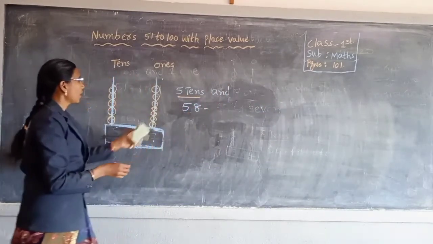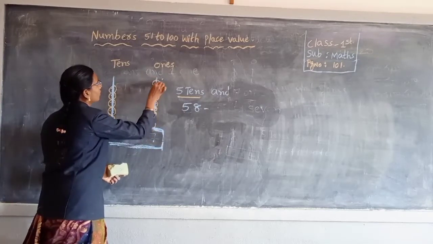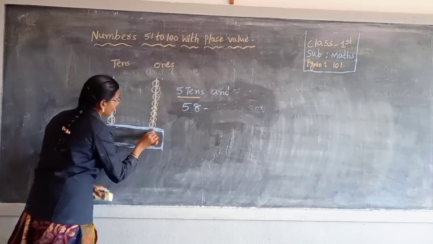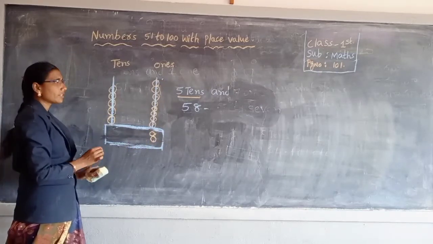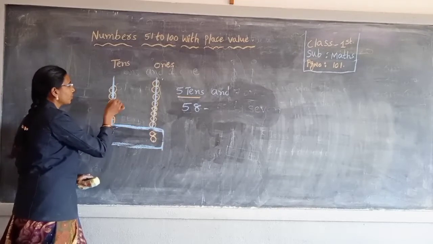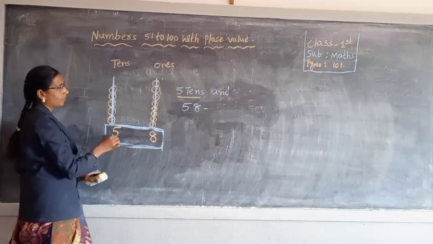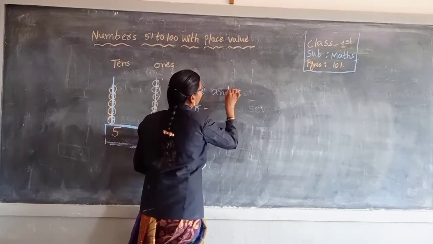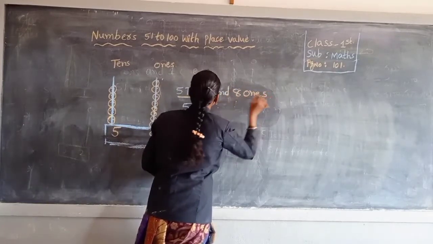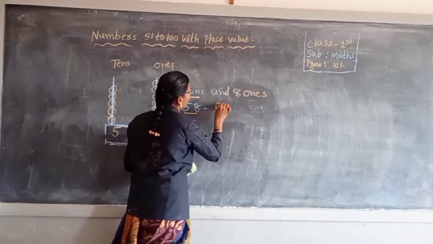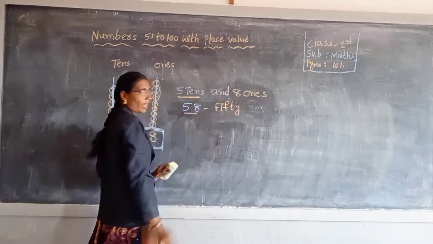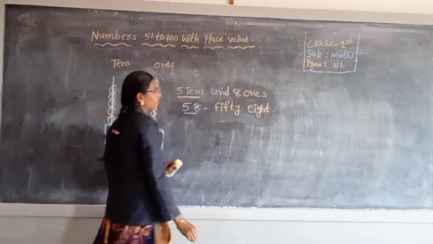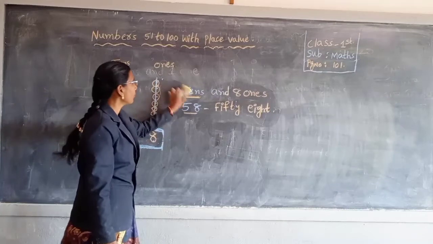57. 57 comes after which number? 58. Ones place. How many beads do you have? Count, children. 1, 2, 3, 4, 5, 6, 7, 8. 8 beads. Tens place, how many beads do you have? Count, children. 1, 2, 3, 4, 5. 5 beads. 58. 5 tens and 8 ones is 58. F-I-F-T-Y, 50. E-I-G-H-T, 8. 58. 58 comes after which number?